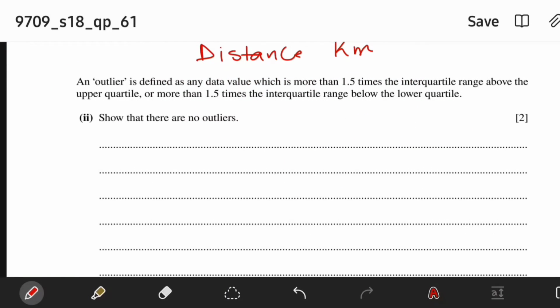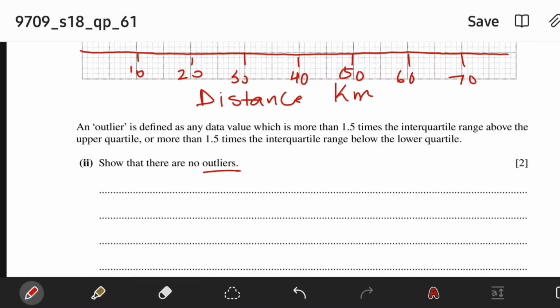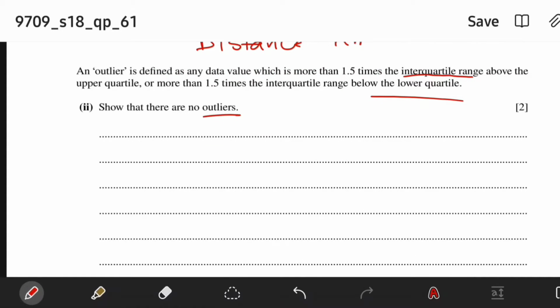Show that there are no outliers. First we need to read what an outlier is. An outlier is defined as any data value which is more than 1.5 times the interquartile range above the upper quartile, or more than 1.5 times the interquartile range below the lower quartile. So we need to do some calculations first.